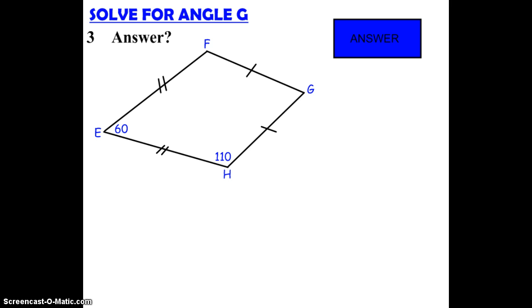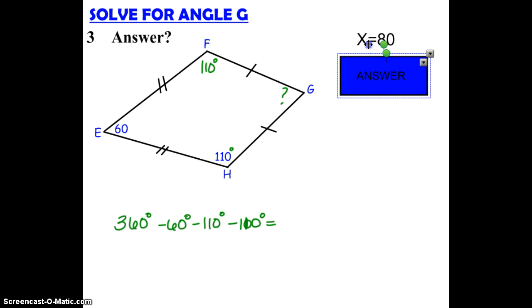Okay, we're going to do that again. We're solving for angle G, which is now over here. The closer pair of angles are congruent, so both of these are 110 degrees. So we need to take 360 degrees, subtract 60, subtract 110, and subtract the last 110. And that's going to give us 80 degrees.